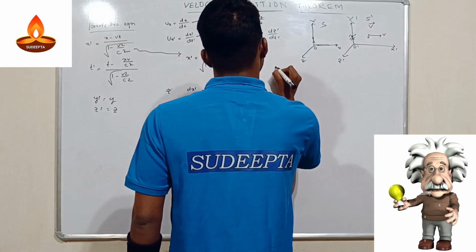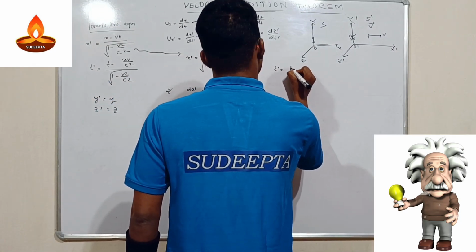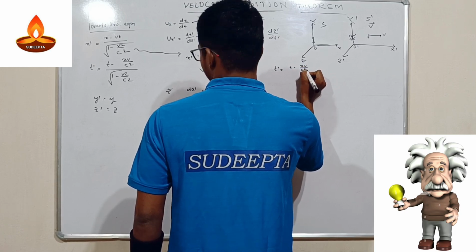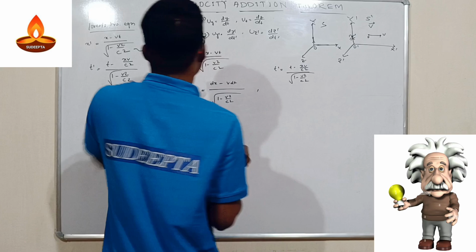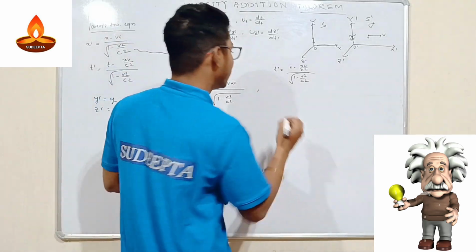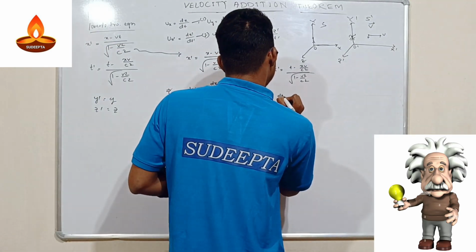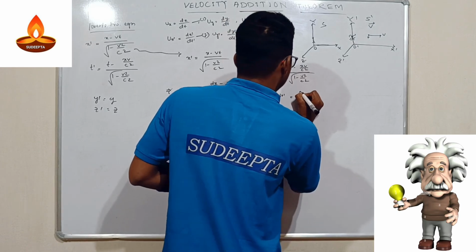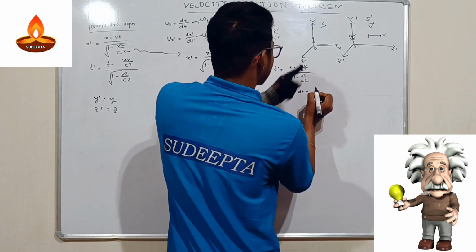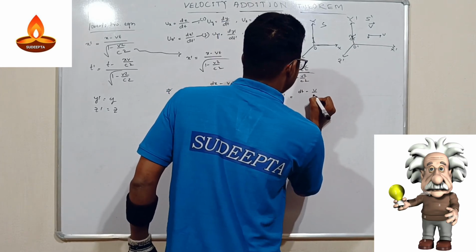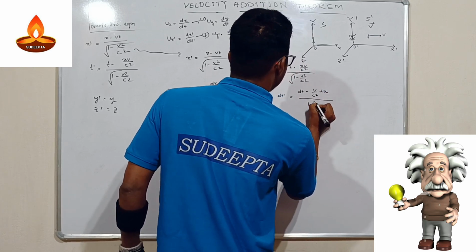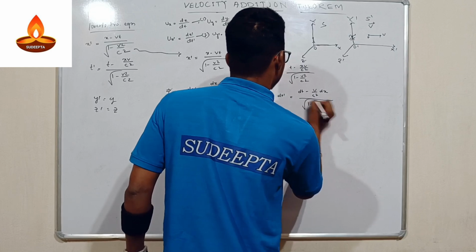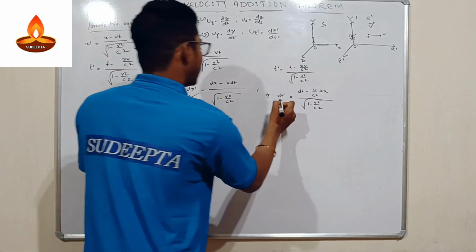Like that, what is t dash? t dash is equal to t minus xb upon c square, upon root over 1 minus b square upon c square. We have to find dt dash. That means dt dash is equal to dt minus dx times b upon c square, because b upon c square is constant, upon root over 1 minus b square upon c square. So we have dx dash, and we have dt dash.